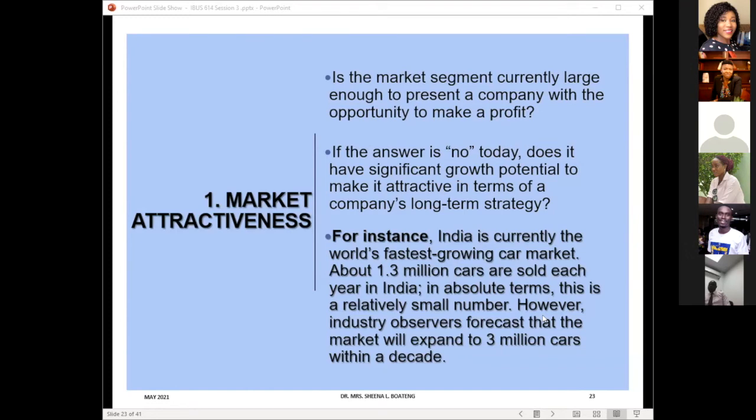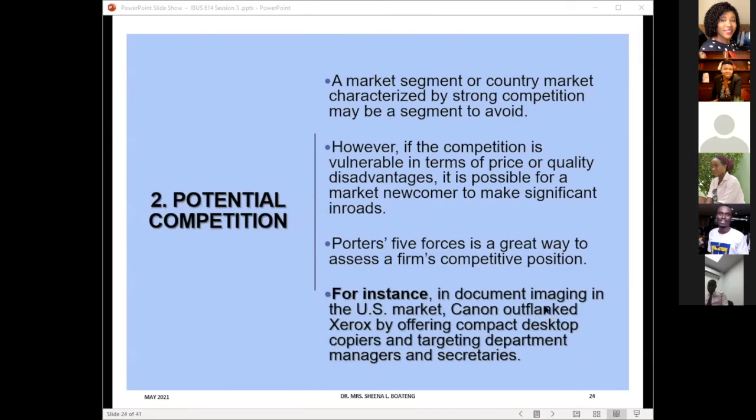So if you are a car manufacturer and you're looking at market attractiveness, this is a prime market for you, because that means that it's not just attractive in the short term, but if you enter this market as a car manufacturer, you will be able to make good sales as far as the next decade, given the potential of growth in this market.